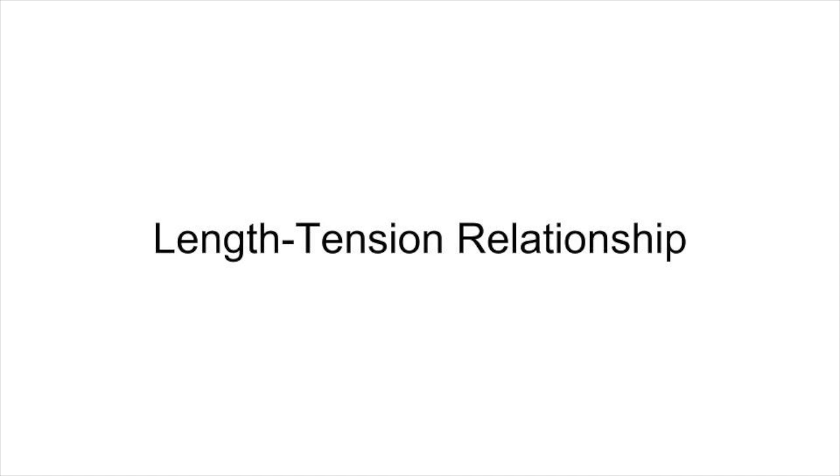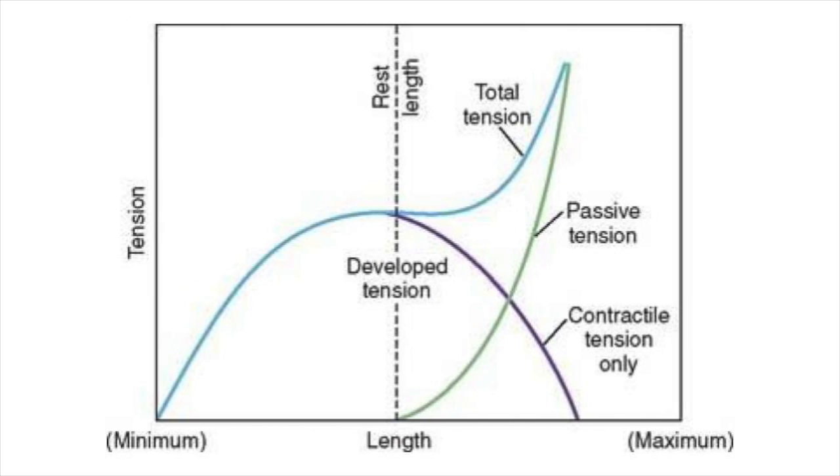And the final piece is understanding the length-tension relationship. Every muscle has an ideal length which can increase the force generated for a muscle contraction. If you take a look at the chart, it shows you how muscle tension, the vertical axis, increases as the muscle length, the horizontal axis, increases. The purple line shows decreasing contractile strength as the muscle lengthens. However, the green line shows an increase in passive tension as the muscle lengthens. The sum of both tensions produces a greater overall tension and opportunity to generate force.